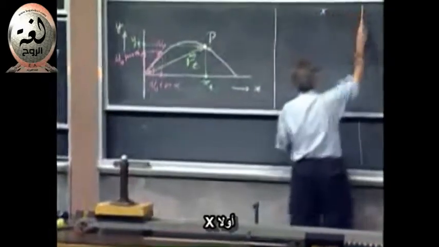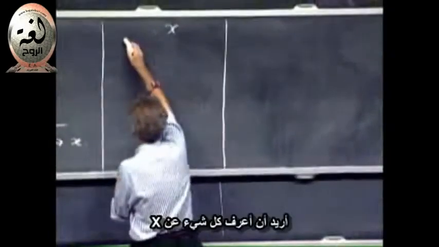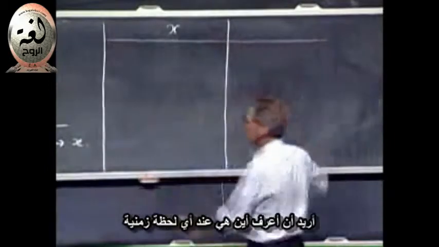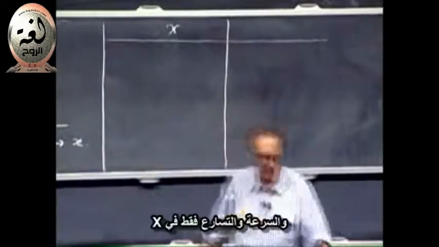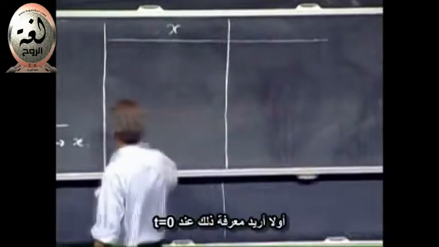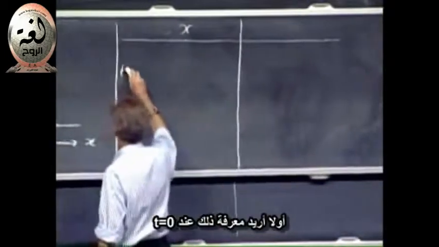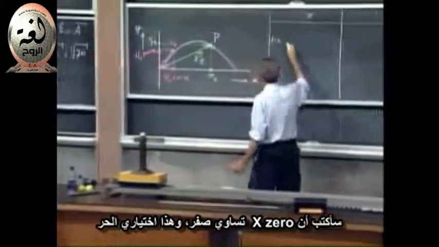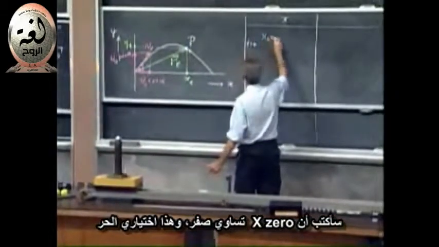First, x. I want to know everything about x that there has to be known. I want to know where it is at any moment in time, velocity and the acceleration, only in x. First, I want to know that at t equals 0. Well, at t equals 0, I look there. x0, I can choose that to be 0. So I can say x0 is 0, that's my free choice.